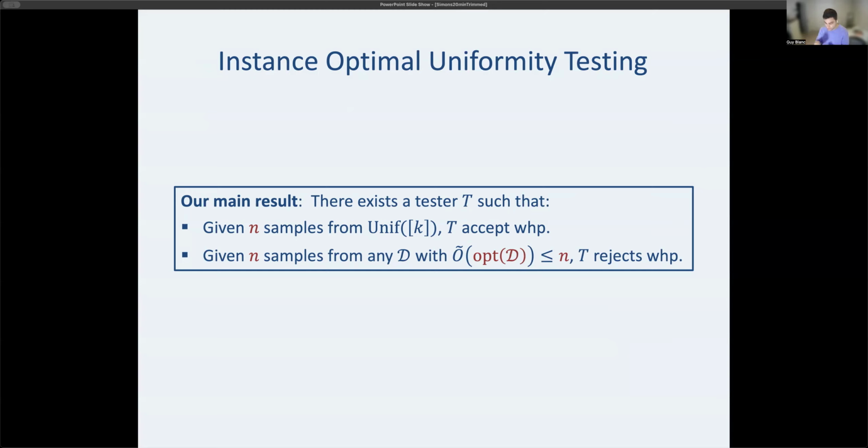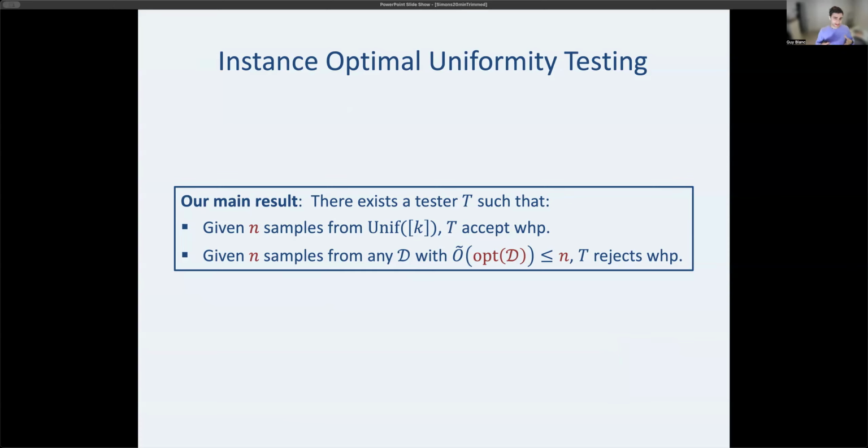Up to some logarithmic factors, it's actually a log n cubed, if I remember correctly in our result. This is an instance optimal notion of uniformity testing, where we defined opt to be this label invariant definition a slide ago. Okay, that is one of our two main results.